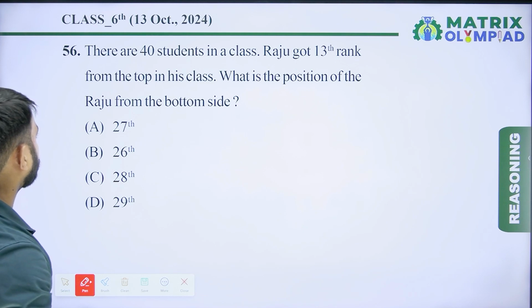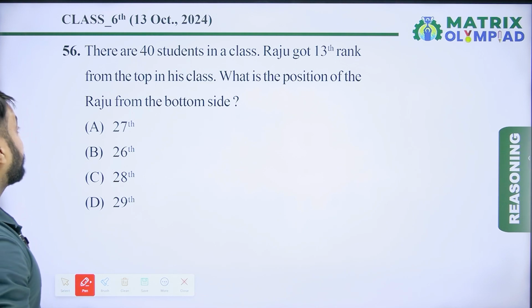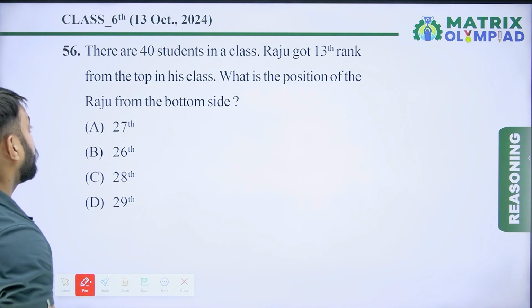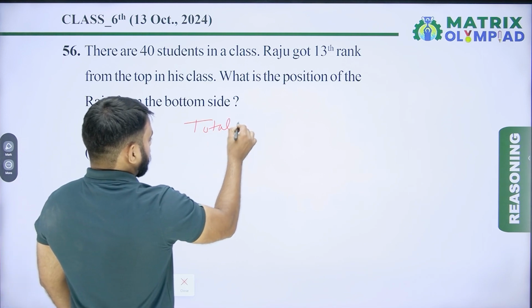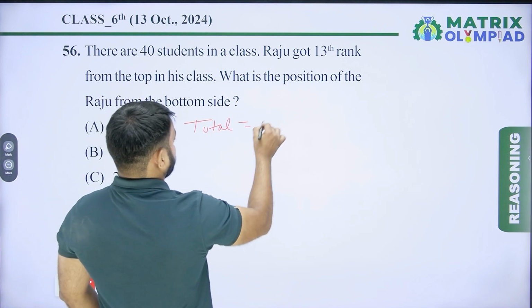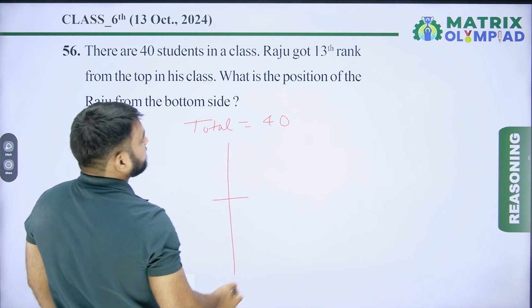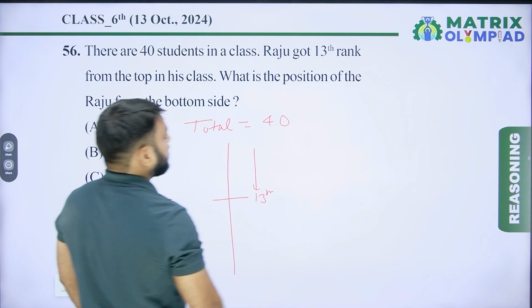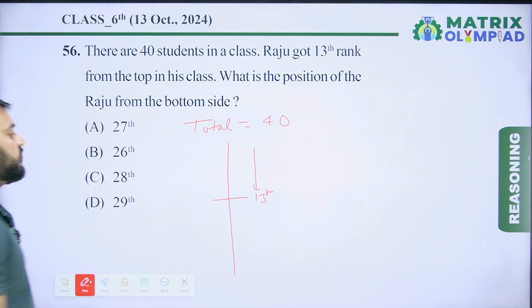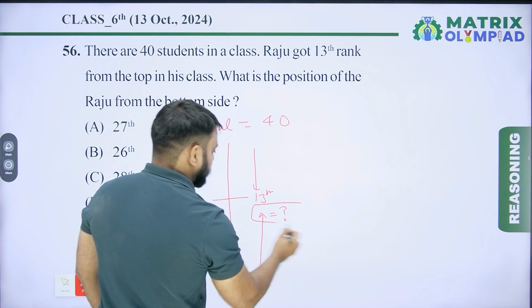So now next question is question number 56. There are 40 students in a class. Raju got 13th rank from the top in his class. What is the position of Raju from the bottom side? So given, total number of students in this class is 40. Now rank of Raju from the top is 13th. And now find the rank of Raju from the bottom.